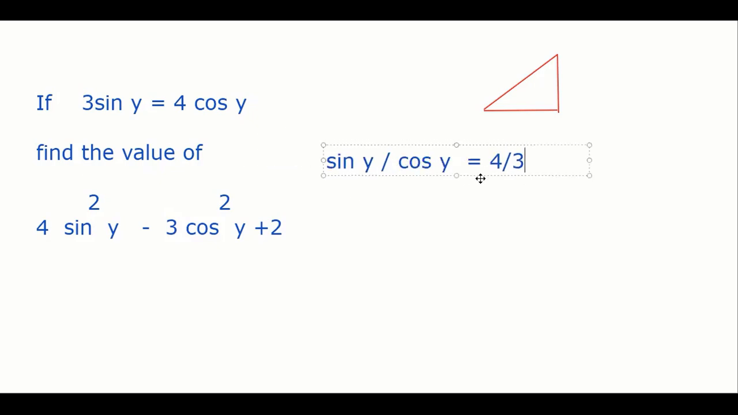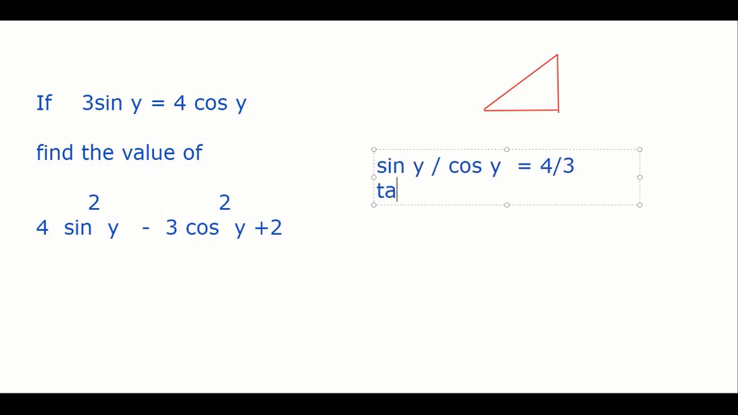Let me write it here. Sine by cos is tan, so tan y equals 4 by 3, which is p by b, perpendicular by base. So it is 4k and 3k, and the triplet gives 5k. So now it's all easy. Now what you'll do is just substitute, that's all, right? Yes, sir.